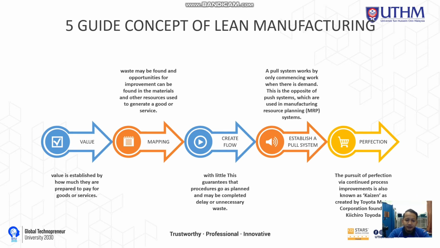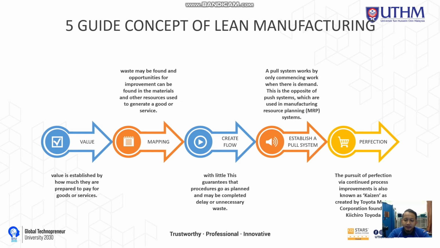Thirdly, create flow. With flow, the process goes as planned and may be completed without delay or unnecessary waste. Fourth, establish a pull system. A pull system works by only starting work when there is demand. This is the opposite of a push system, which is used in manufacturing resource planning (MRP) systems.